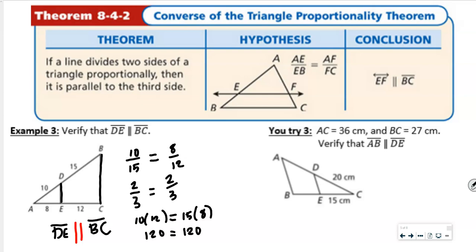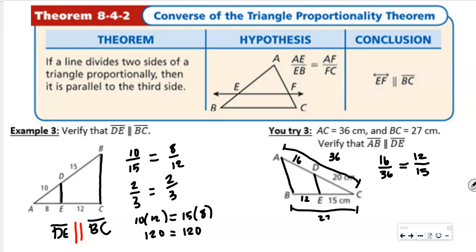Come back to me again when you're done. So once again, we're trying to determine if AB and DE are parallel, right? And it says AC this time is 36. So if AC is 36, then AD is 16, right? It says that BC is 27. So 15 from 27 is 12, right? So here we're going to go 16 over 36. Is that equal to 12 over 15?